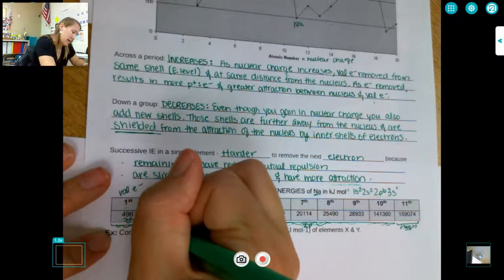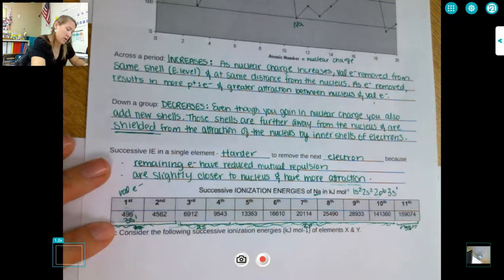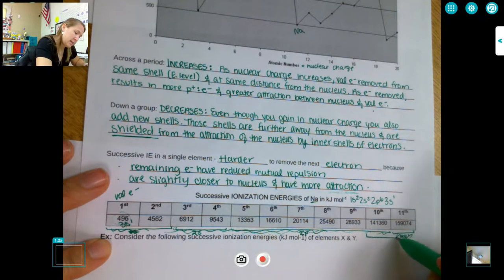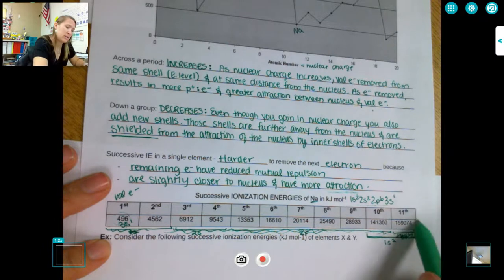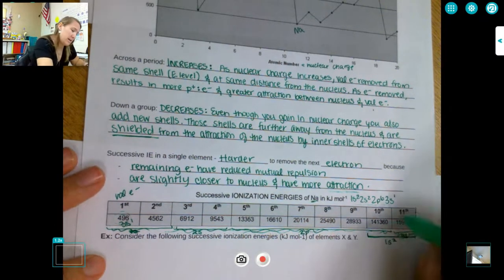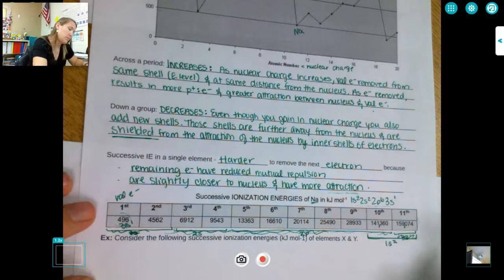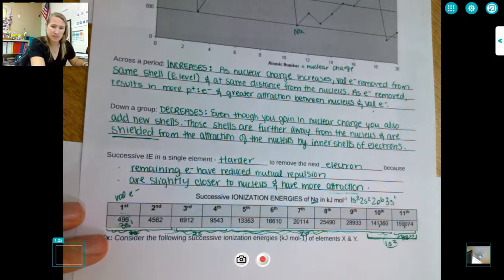And this is my 3s1 electron. Not the 1s. This is my 3s1 electron. Whereas here, these are my 1s2 electrons. These are my core electrons on the inside, innermost shell. And we can see that it is 141 and 159,000 kilojoules per mole. So we can see the huge difference between removing core electrons versus a valence electron.